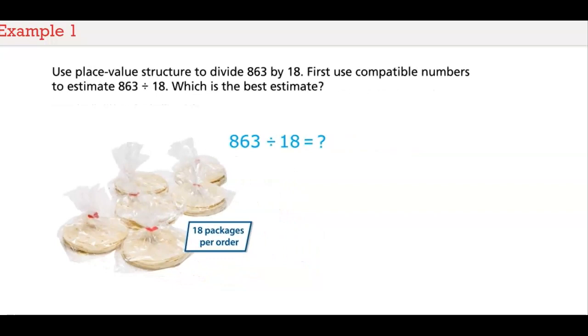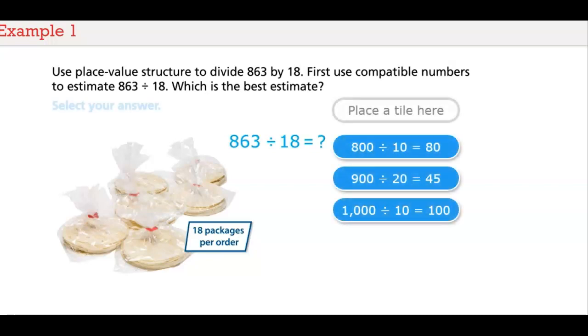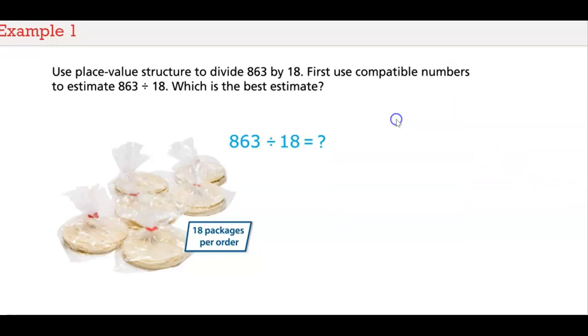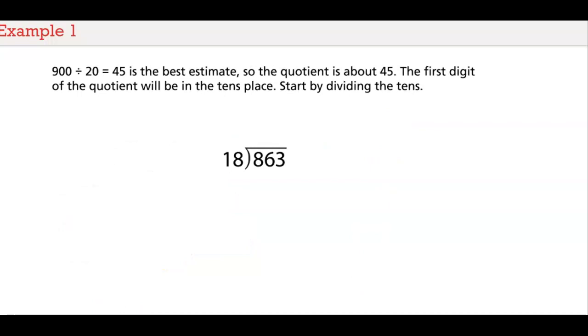Use place value structure to divide 863 by 18. First, use compatible numbers to estimate 863 divided by 18. Which is the best estimate? Select your answer. 900 divided by 20 is equal to 45 is the best estimate, so the quotient is about 45.